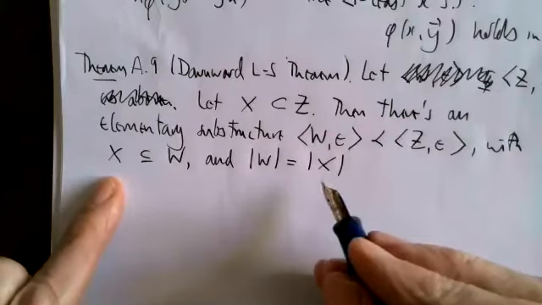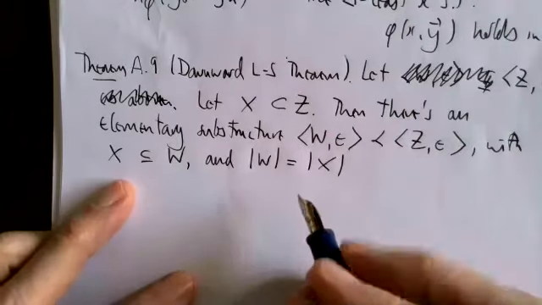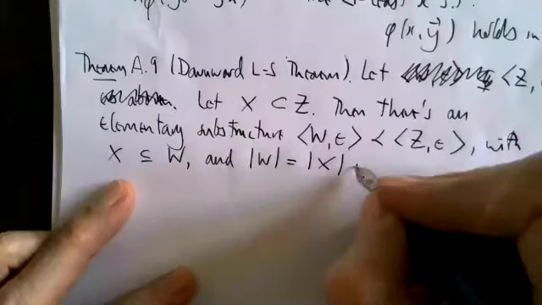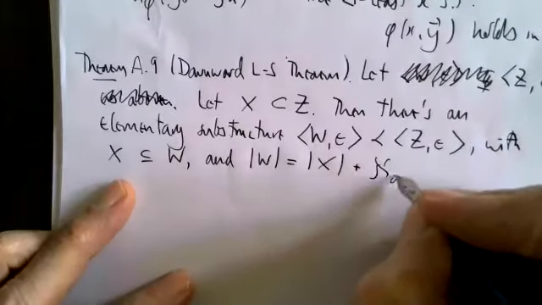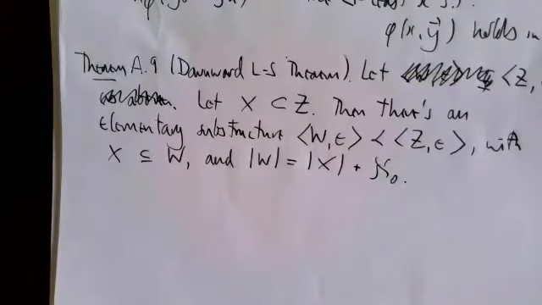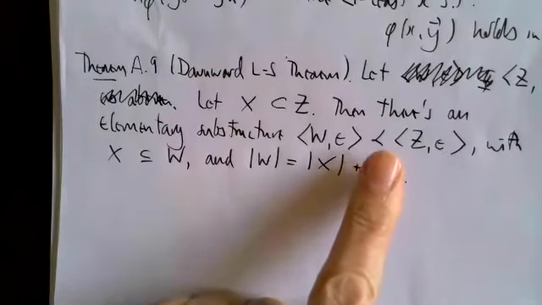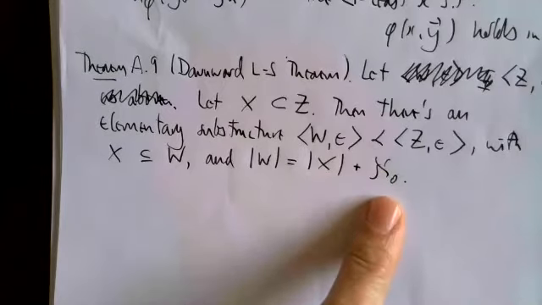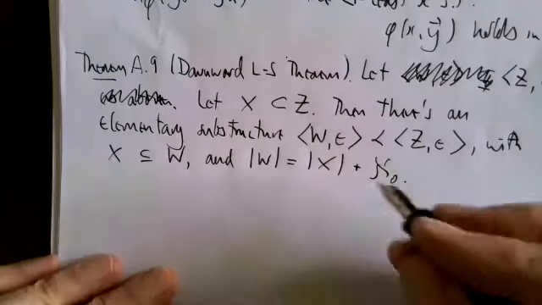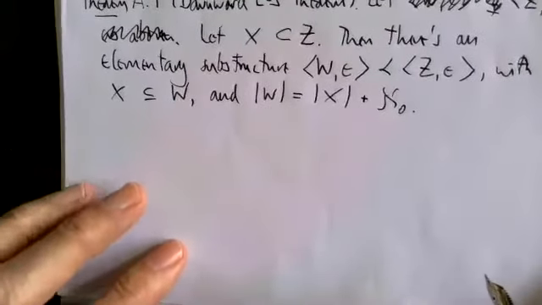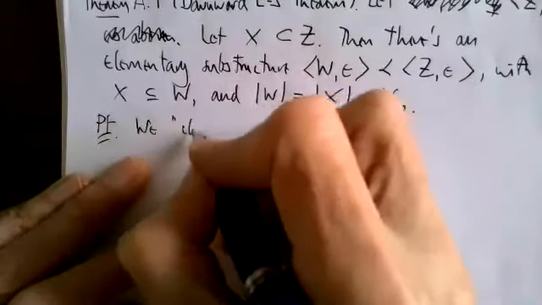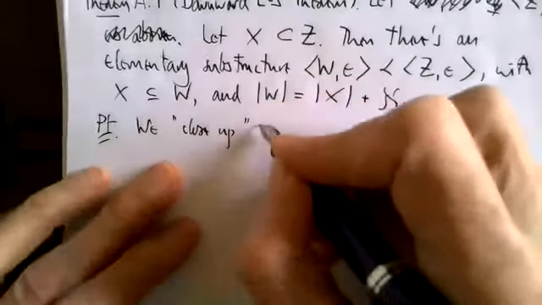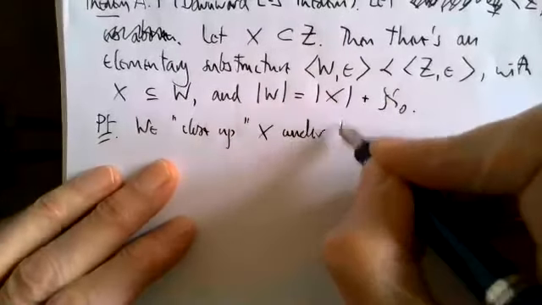Well, X might have been the empty set, or maybe X had only got 23 things in it. So actually we add on here omega, or aleph zero many things. If X is already infinite, then you can ignore this, because then the cardinality of X is already at least aleph zero. So we close up X under the Skolem functions.